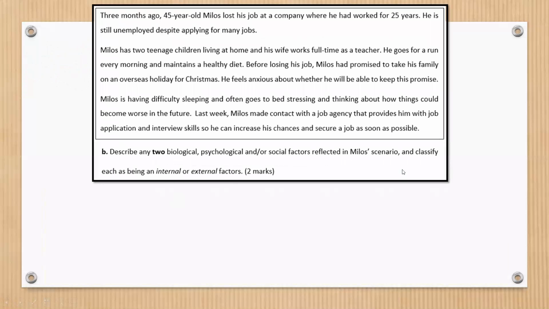So it's the same case study, but now we're describing any two biological, psychological, and or social factors reflected in Milo's scenario and classify each of them as being either internal or external. So this is a question where it's really important for you to read the question properly, because the question says any two biological, psychological, and or social. So this doesn't mean you have to name two biological, two psychological, and two social. No, that's not what it means. It means that from the biological, psychological, and social, you choose any two.